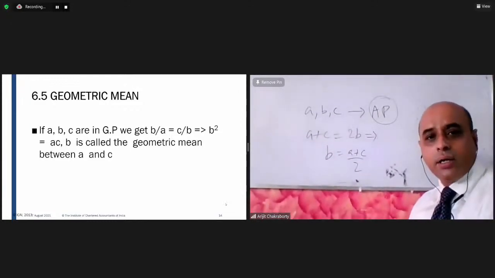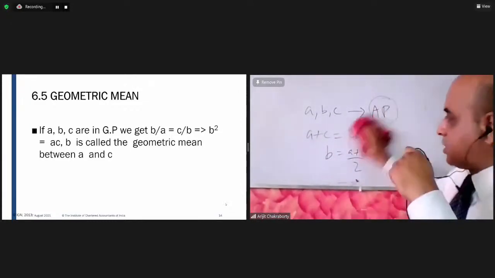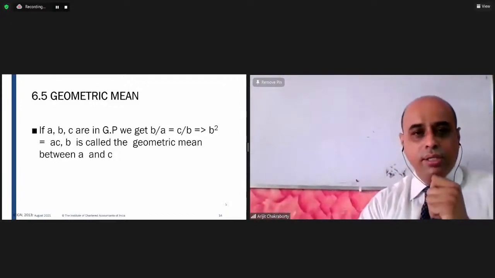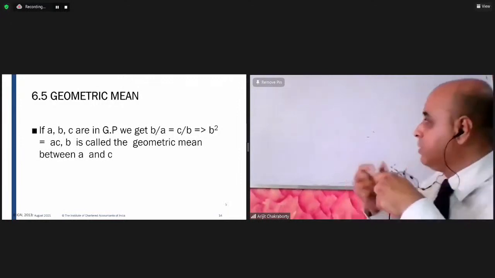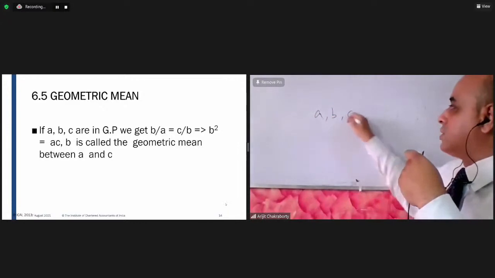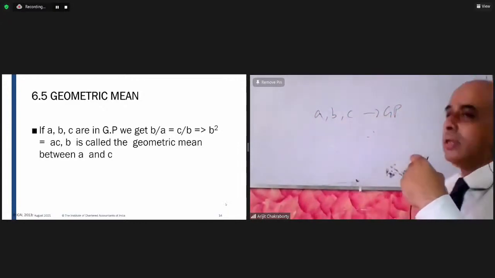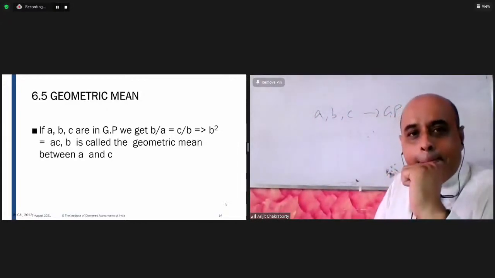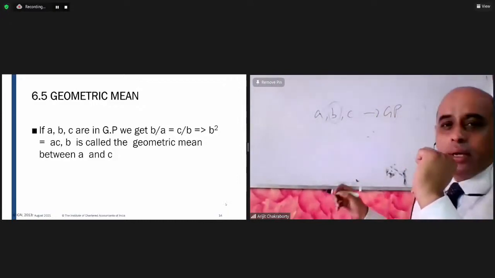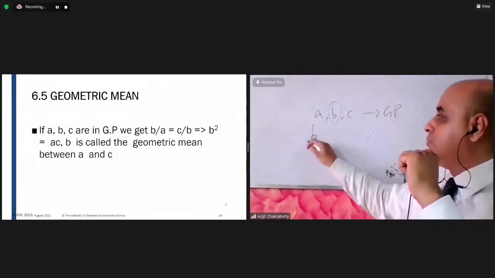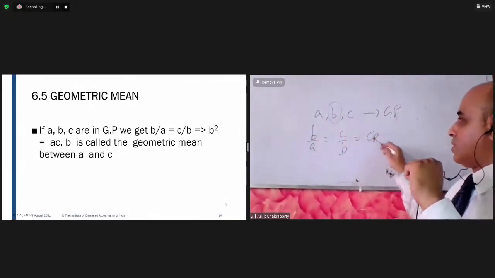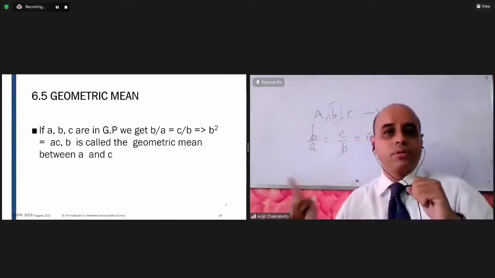But when we are speaking of GP, which is geometric progression, the thing will change, but not drastically. If A, B, and C are in GP, then the geometric mean will be calculated like this. B will be the geometric mean, and the formula is very simple: B by A will be equal to C by B. And this is nothing but the common ratio.